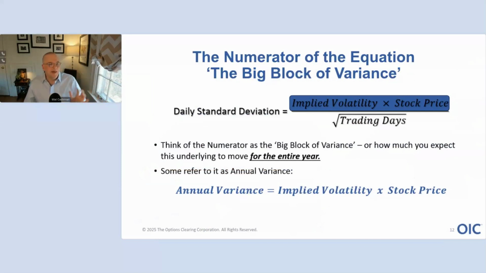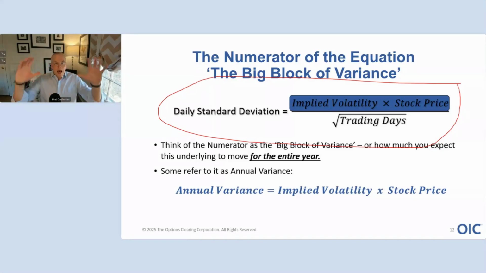So what I mean by that, and you'll notice, this is the same formula that we've been looking at. Daily standard deviations equals implied vol times stock price. So the top of this is the big block of variance. Think of the numerator as the big block of variance. The reason why is because you're taking an annual number, the actual implied vol, and you're multiplying it by the stock price. When you multiply those two numbers together, what you get is the actual annual variance.